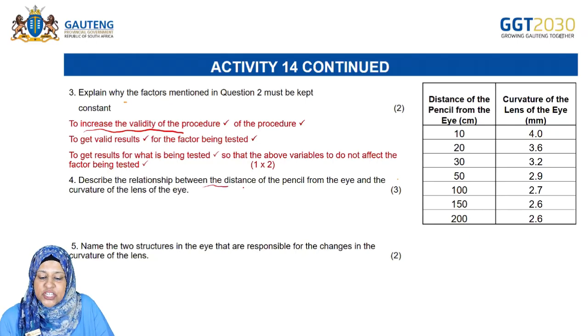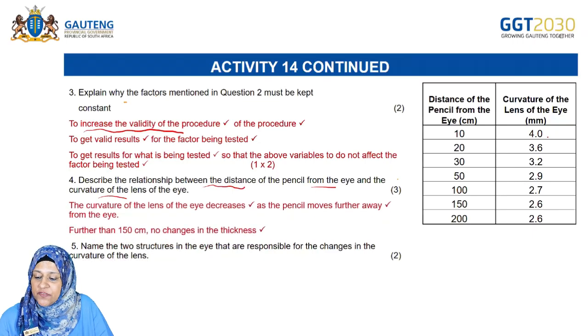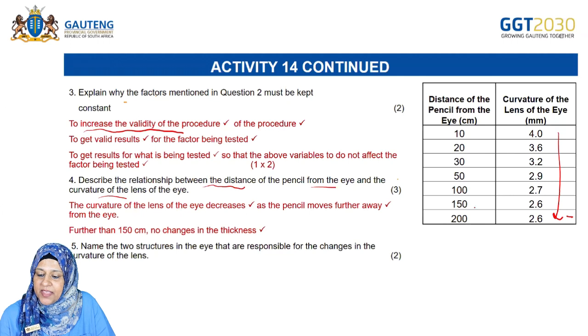Describe the relationship between the distance of the pencil from the eye and the curvature of the lens. When you unpacked your data, you already got this information, right? The curvature of the lens of the eye decreases. It decreases as the pencil moves further away from the eye. And further than 150 centimeters away, there is no change in thickness. Remember, both are 2.6.